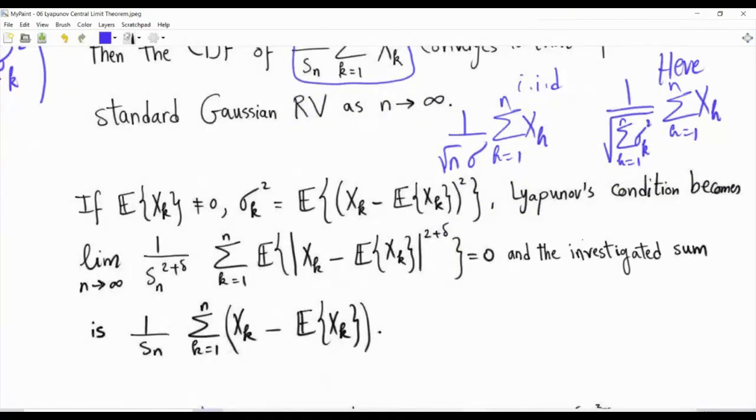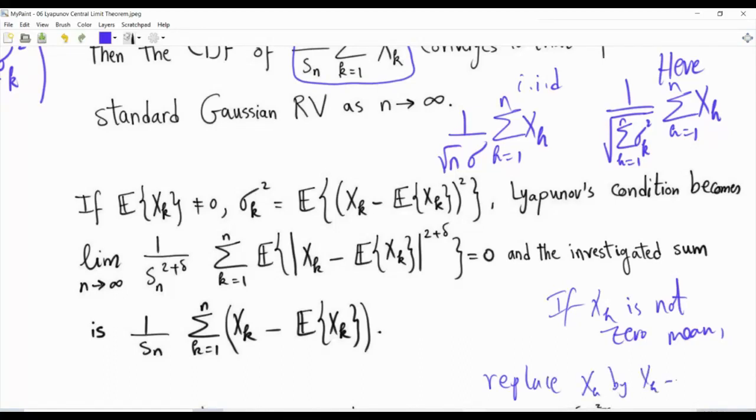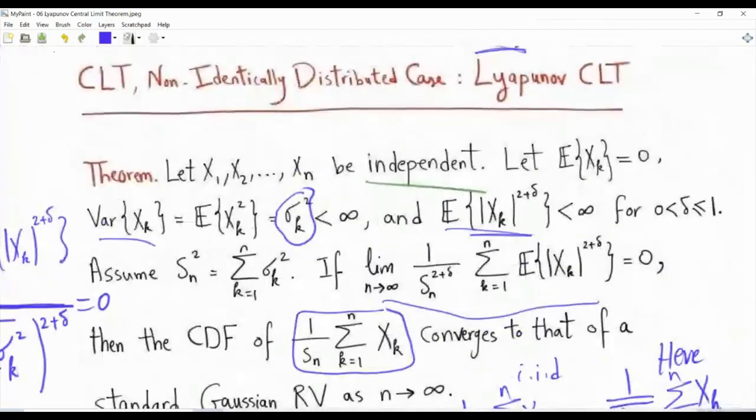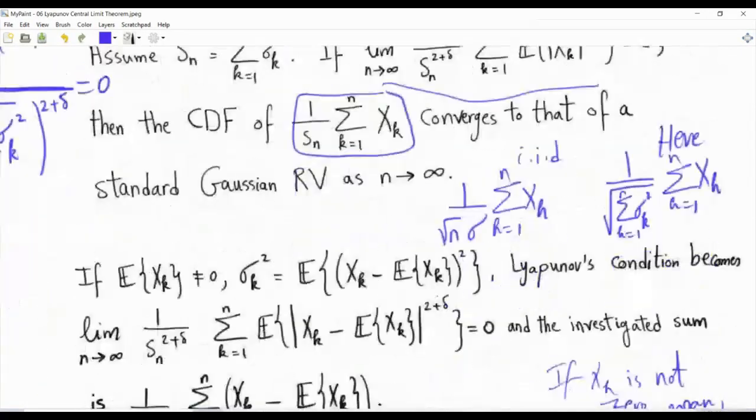Now, if our variables are not zero mean, then the theorem is applicable by replacing each random variable. So if xk is not zero mean, replace xk by xk minus its first moment, and then we work with this variable, which is zero mean. So being non-zero mean is not a biggie. But the other conditions are extremely important. Independence, of course, and we need this, a bit higher than the second moment, to be finite, and then we want this quantity here to have a limit of 0 as n goes to infinity.